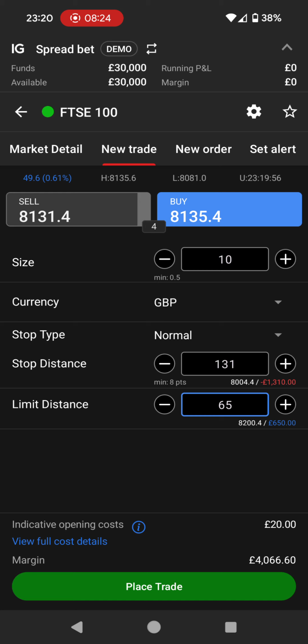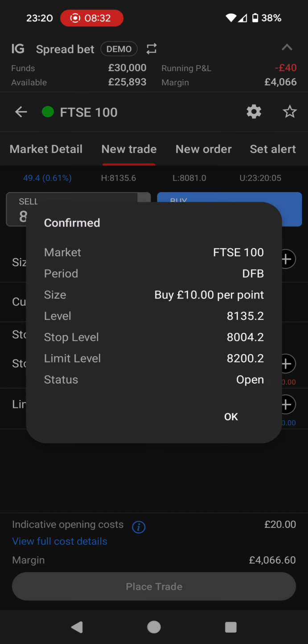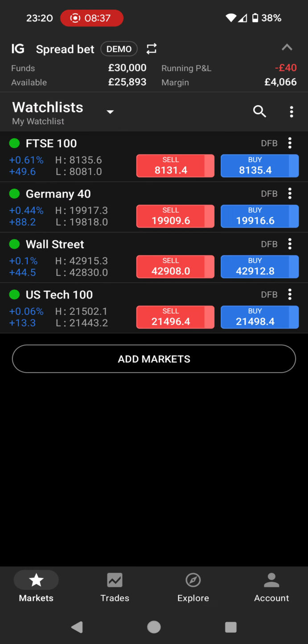And like I say, this is a live market. It's moving all the time. So we're going to place this trade. So boom, there we go. Confirmed. So we've got different options as well. Let's have a look at Wall Street.